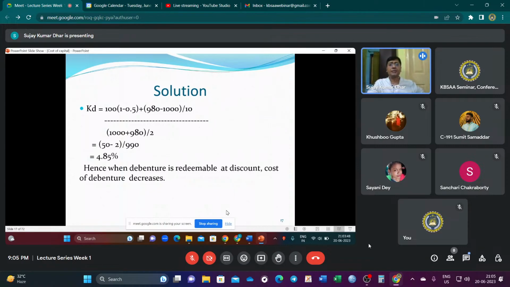If debenture is redeemable at discount, cost of debenture decreases. Why? Because company is redeeming at 2% discount. That means company is paying 2% less. If company's receivable is same but company's payable is less, company's cost decreases.